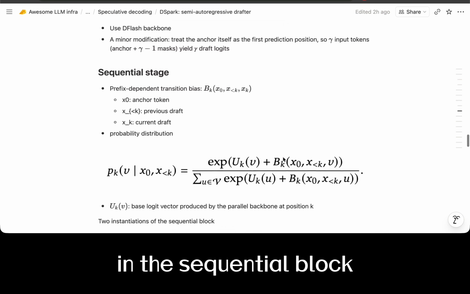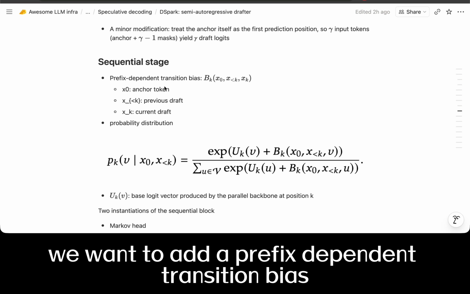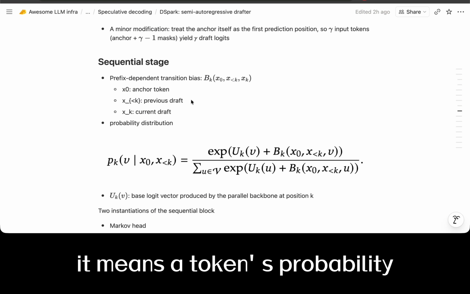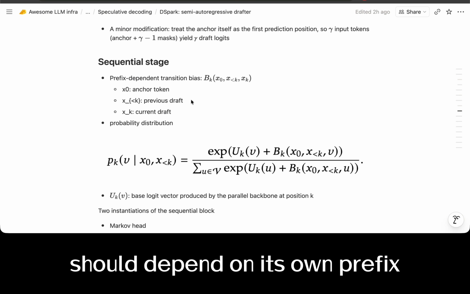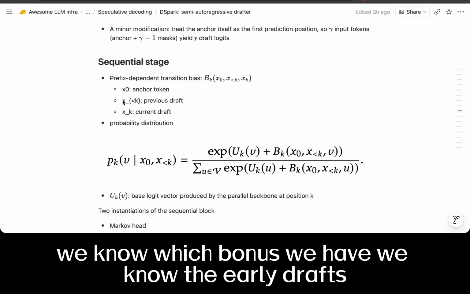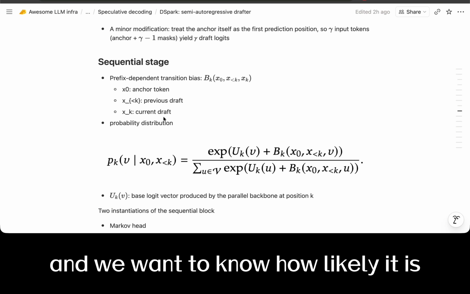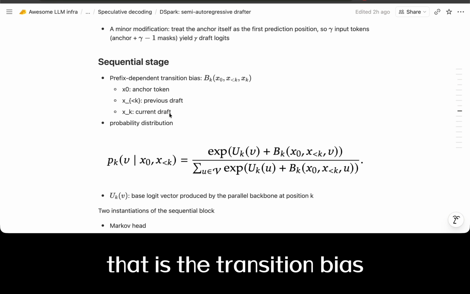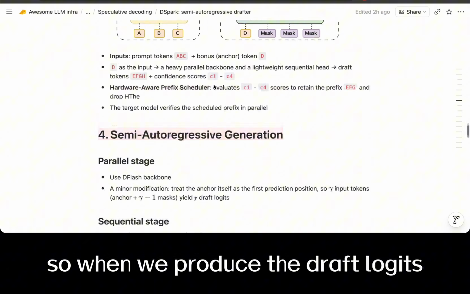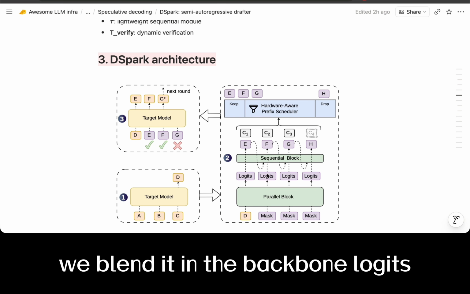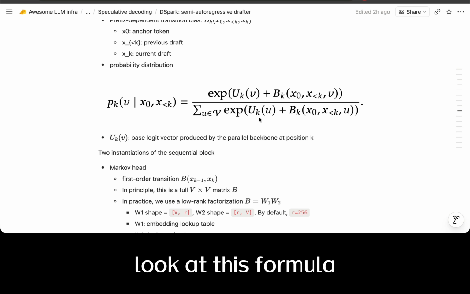In the sequential block, we want to add a prefix-dependent transition bias. What does this mean? It means a token's probability should depend on its own prefix. We know which bonus we have, we know the early drafts. Given all that, we generate this draft and we want to know how likely it is. That is the transition bias. So when we produce the draft logits, the logits at positions E, F, G, and H, we blend it into the backbone's logits.